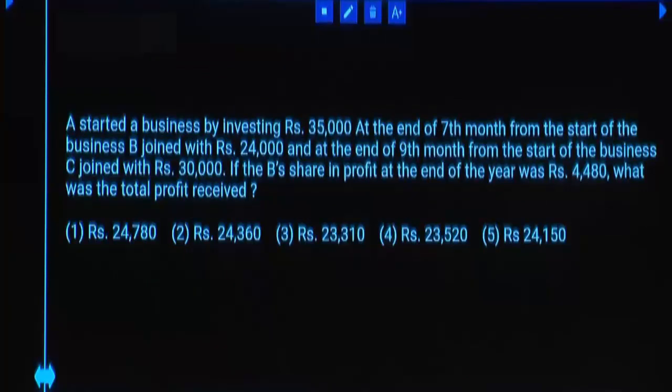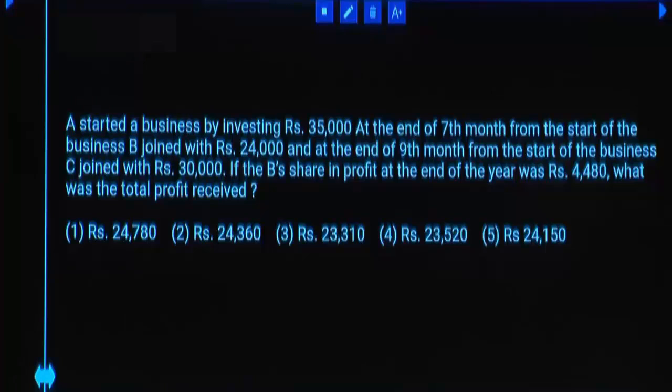A started a business by investing 35,000. At the end of the 7th month from the start of the business, B joined with 24,000. At the end of the 9th month, C joined with 30,000. B's share in the annual profit at the end of the year was 4,480. What was the total profit received?